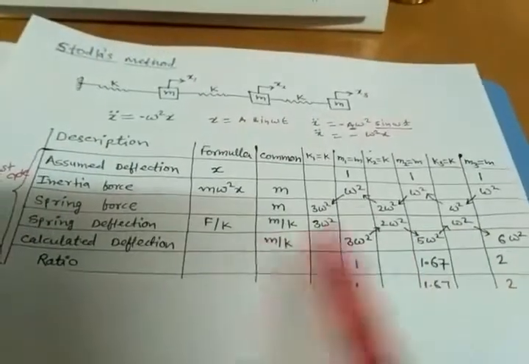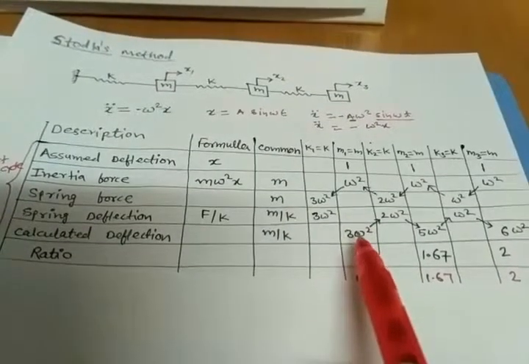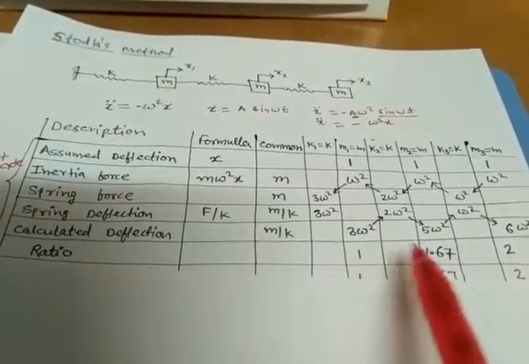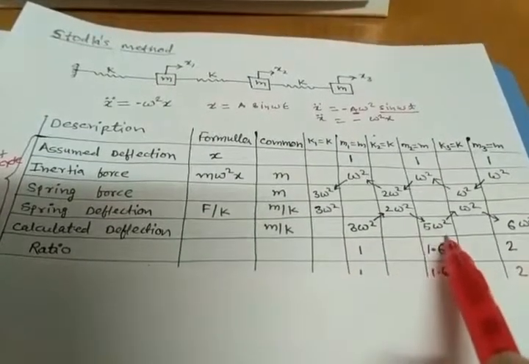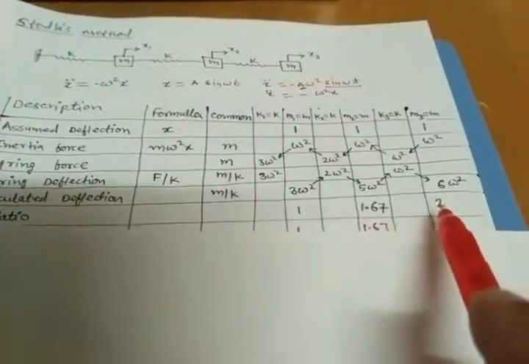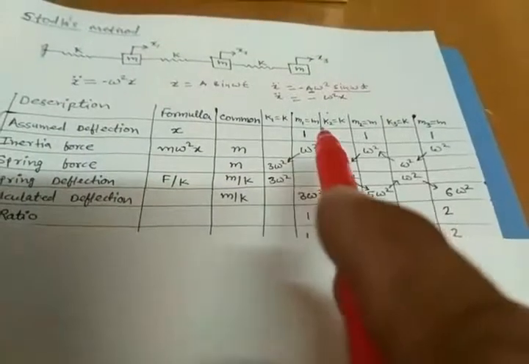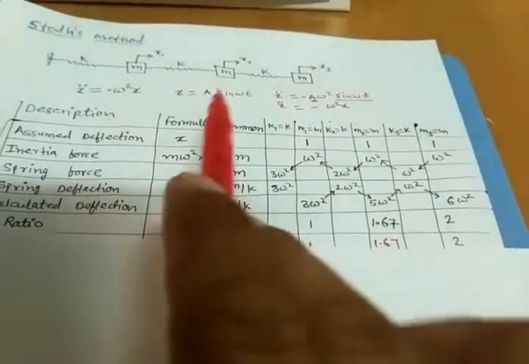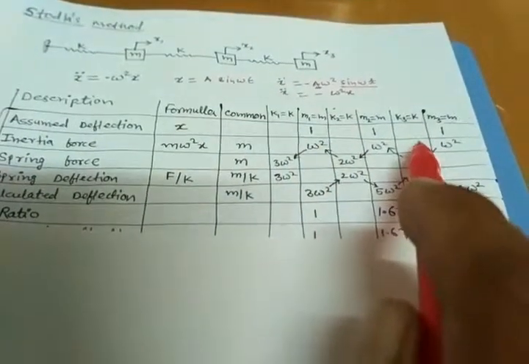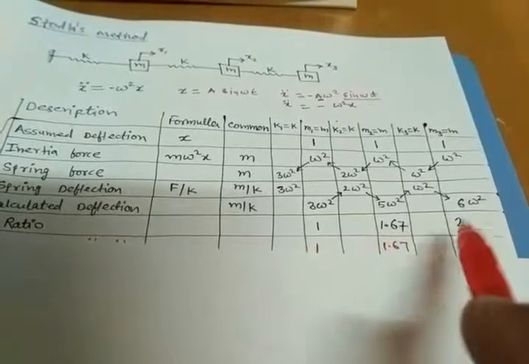Then I will take a ratio. I will divide every quantity by 3 omega square. So this is 1, and this one is 5 omega square divided by 3 omega square, so 5 by 3, that is 1.67, and this is 6 by 3, that is 2. So this is the deflection of these masses, where you assumed 1, 1 and 1, and the result we have got is 1, 1.67 and 2.